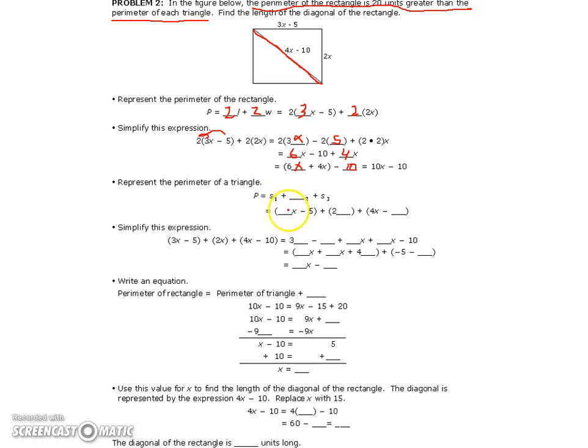Now we're going to do the perimeter of the triangle, which means you're going to simply add the 3 sides of the triangle together. So side 1 plus side 2 plus side 3. So we'll make side 1 3x minus 5, side 2 can be 2x, and side 3 will just be 4x minus 10. Once again, we need to simplify this expression, so we're going to start by removing the parentheses. Here, the parentheses really don't have anything outside of them that needs to be done to them, so we can just simply take them off.